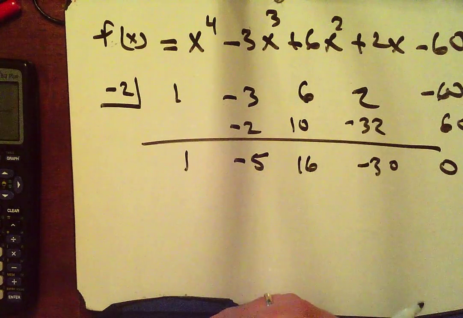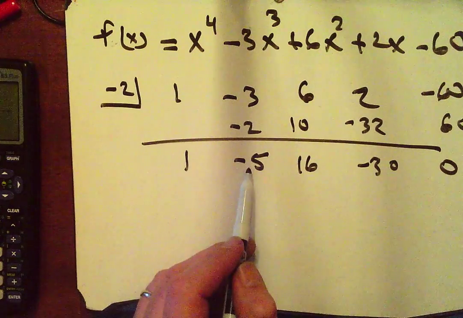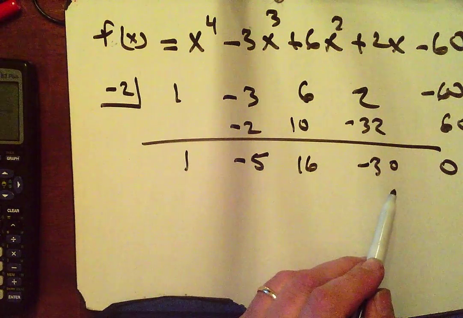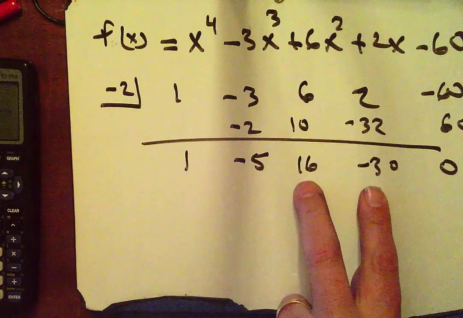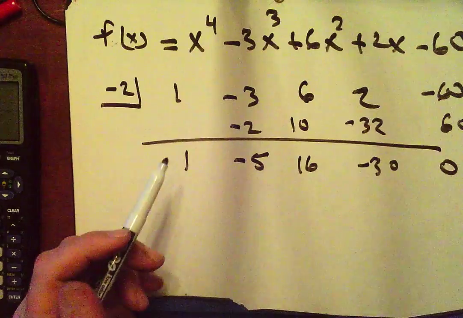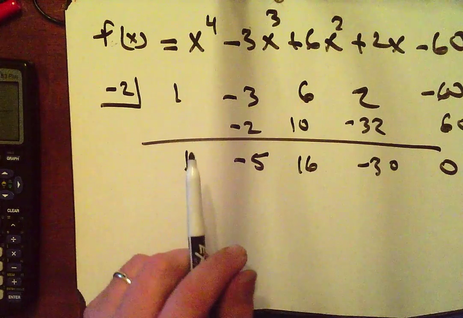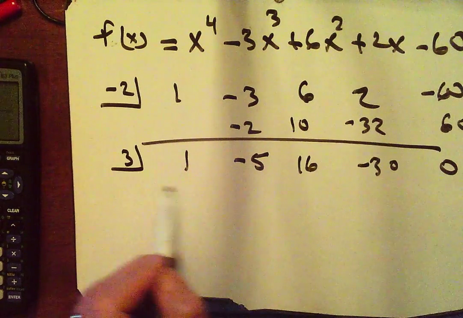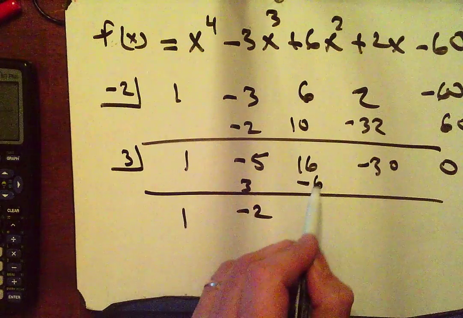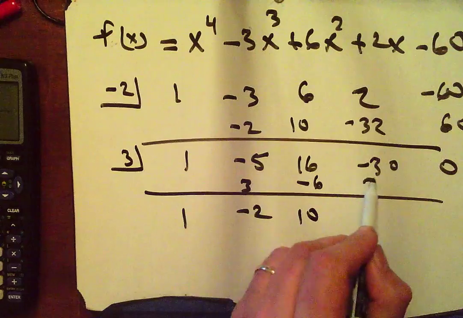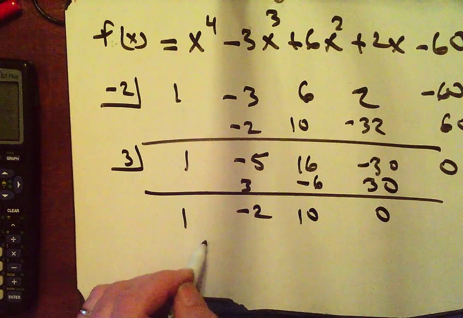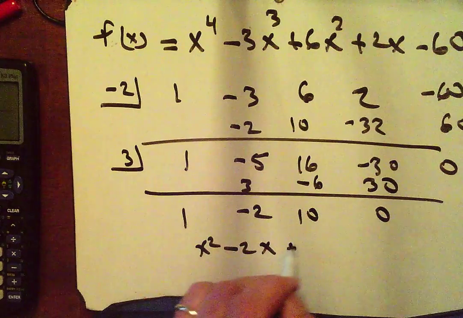Oh, nice. This is going to be x to the third minus 5x squared plus 16x minus 30, and that is not factoring by grouping. There's nothing I can take out of both of these that's going to get me a 1 and a 5. So, what was the other one that I thought I saw? I wondered if positive 3 would work. 1, 3, negative 2, negative 6, 10, 30, 0. Ta-da! But what about this? This is x squared minus 2x plus 10.